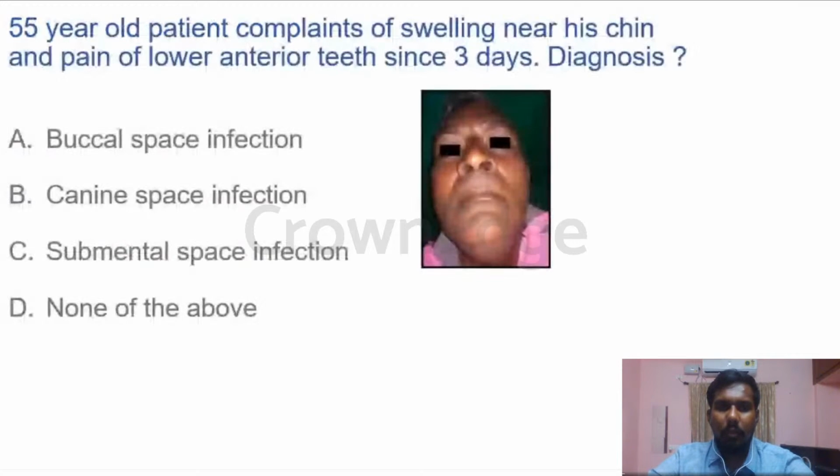Let us see this patient first. A 55-year-old patient complains of swelling near his chin, and pain of lower anterior teeth since 3 days. So, what is your diagnosis? A. Buccal space infection, B. Canine space infection, C. Submental space infection, and D. None of the above. Please take time in seeing the picture first, then read the question nicely and then answer. I expect everyone to read the questions nicely first.